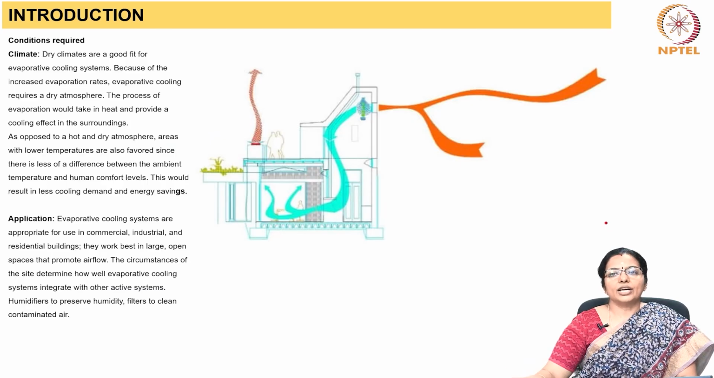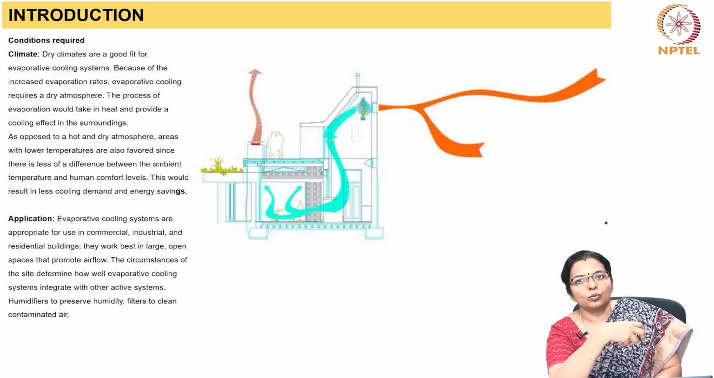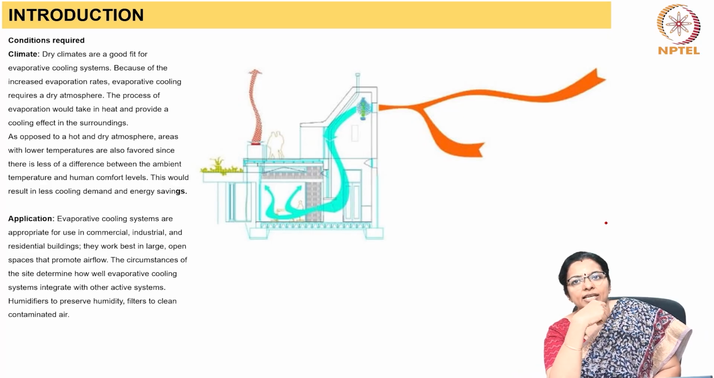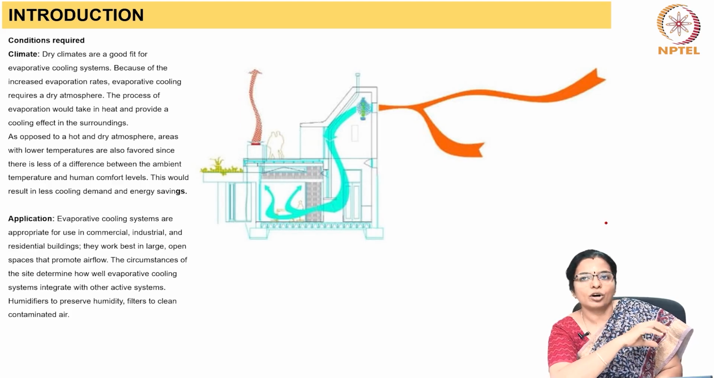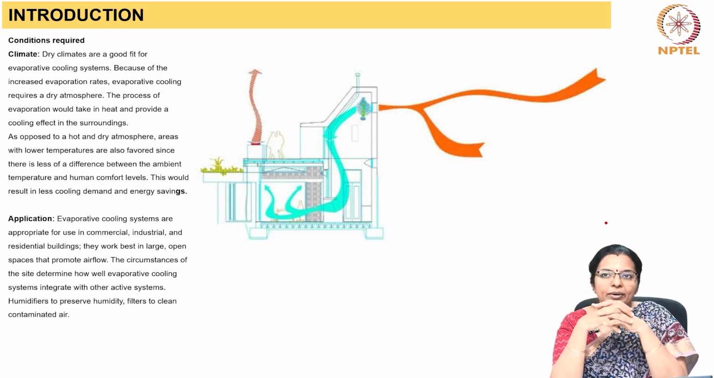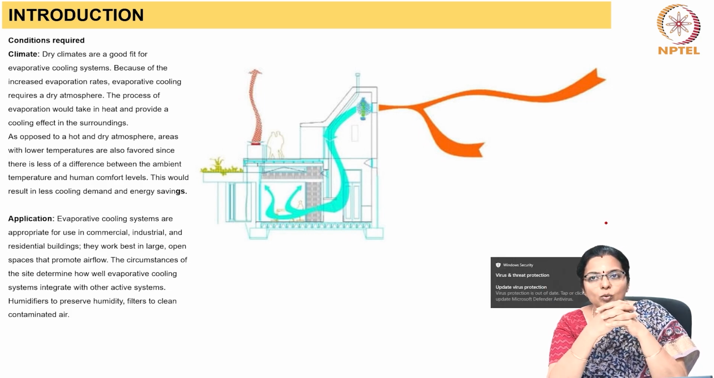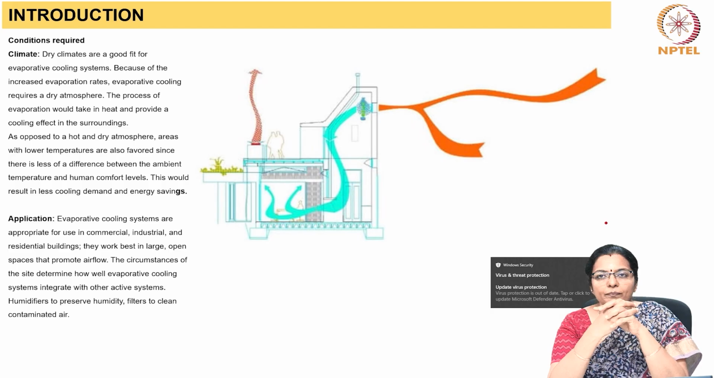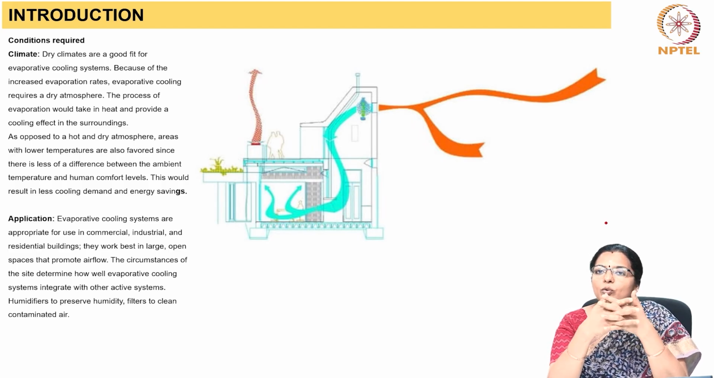Now, what are the conditions required for passive downdraft cooling to work? First, the climate has to be mostly hot and dry. Dry climates are a good fit for evaporative cooling systems, because of the increased evaporation rates; evaporative cooling requires a dry atmosphere. The process of evaporation takes in heat and provides a cooling effect in the surroundings.